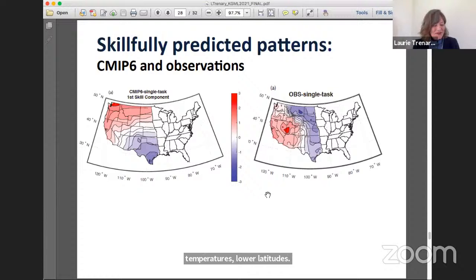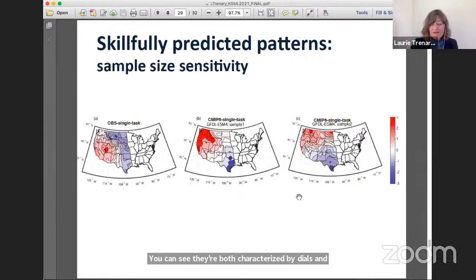So the next question is, those results were estimated from the CMIP6 data. How does that compare to observations? Because that was part of our goal, to see how that compares with observations. I've repeated the CMIP6 map at left and the observation estimated map at right. You can see they're both characterized by dipoles in temperature, but their orientation is different. So are they in fact different?